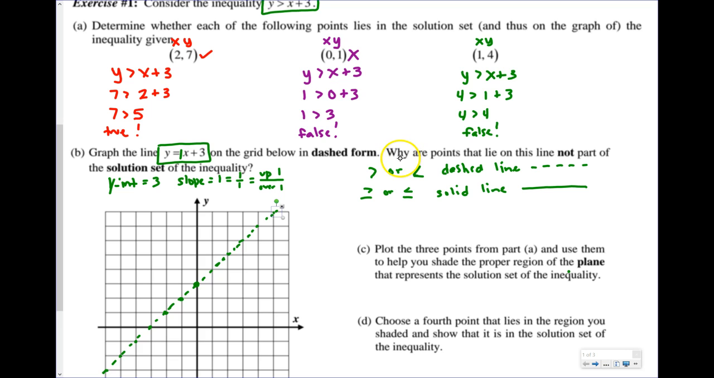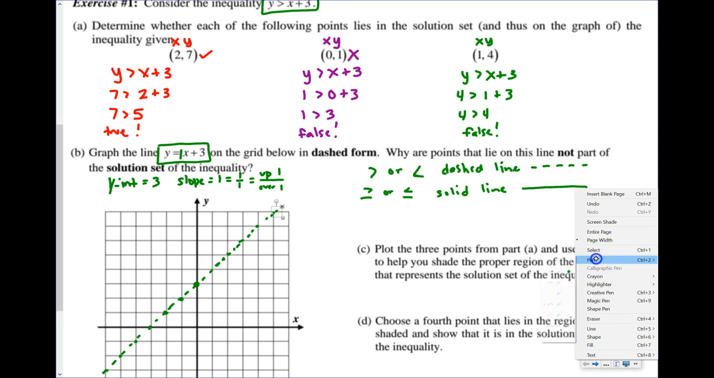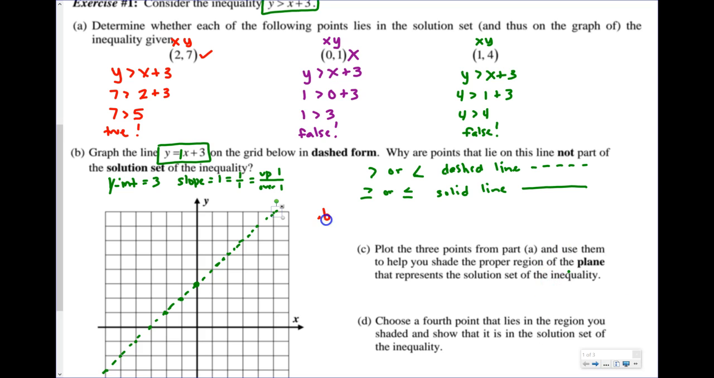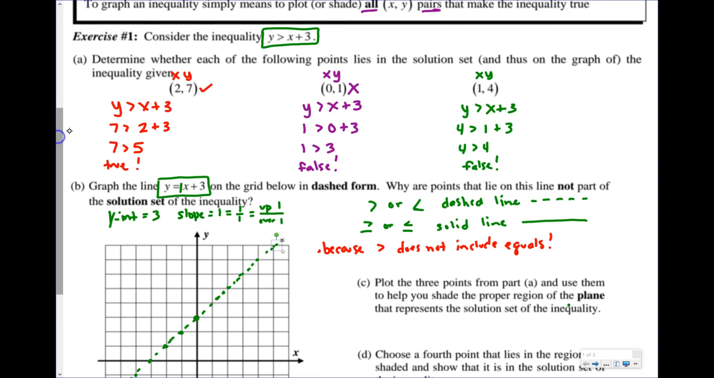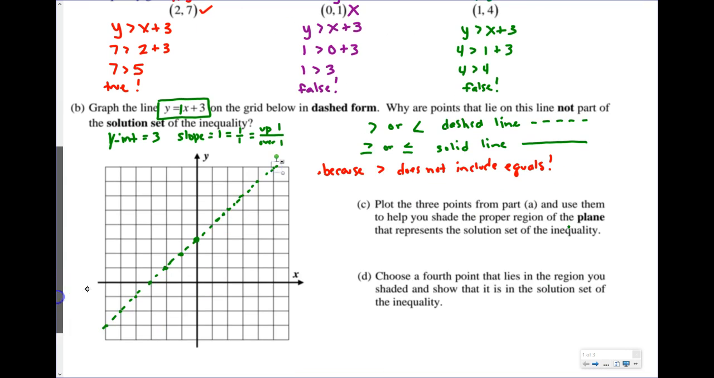So now the second question asks, why are the points that lie on this line not part of the solution set? Because it doesn't have the "or equal to" part. The greater than symbol does not include the equals part. If I go to my original problem right here, there's no equals with it. So my points that lie along this line are not included in this set.